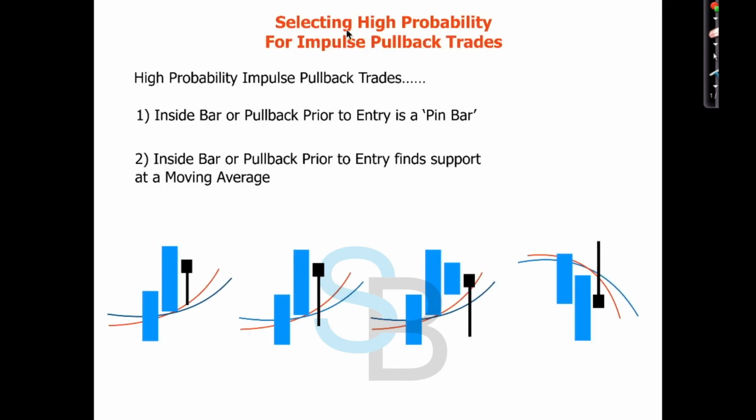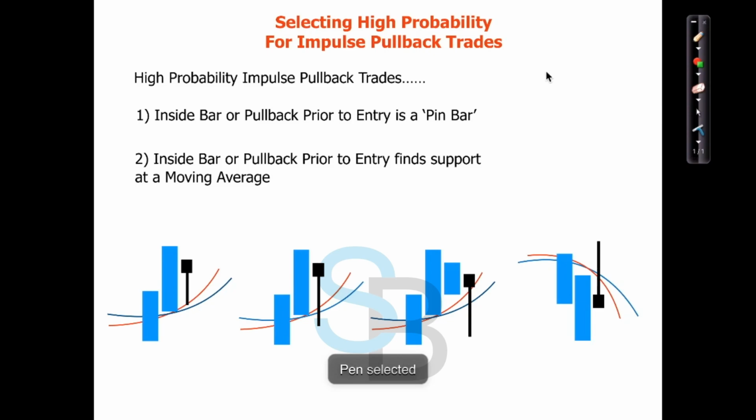So in selecting the highest probability impulse pullback trades, I look for two things. Number one, I like to ensure that the inside bar or the pullback prior to my entry is a pin bar. So obviously if I'm going long, it should be a bullish pin bar. If I'm going short, it should be a bearish pin bar. So again, do review the lesson on how you define a pin bar.